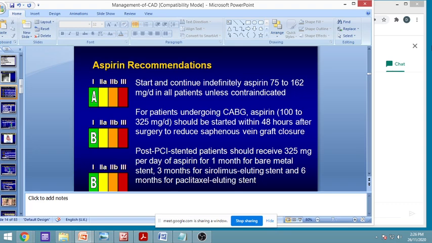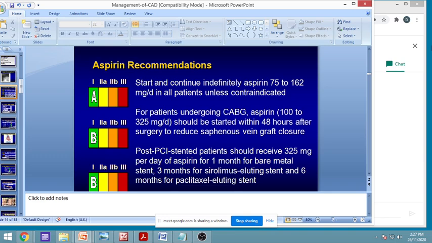So first class we are having A. A means antiplatelets like aspirin, clopidogrel, and many others. So they are again class 1 recommendation. That means they have much more benefit than the risk. So accordingly, in various cases, whenever either angina or MI is there, start and continue indefinitely aspirin 75 milligram to 162 milligram per day in all patients, unless aspirin is contraindicated.